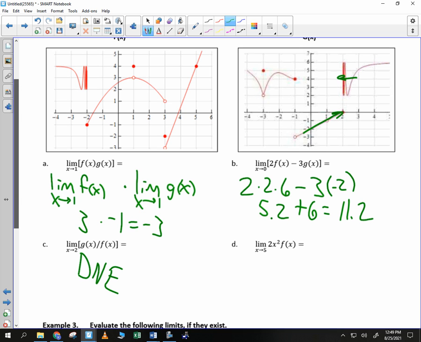And letter D, limit as x approaches 5 of 2x squared f of x. Let's look at the 5 for the f of x. What's the limit as x approaches 5 for f of x? It is 4. So we have 2x squared times 4. Anybody want to guess what we plug in for x? 4. 5. Yeah, 5 right here. The number you're approaching. It says x is approaching 5, so we plug in 5 there.